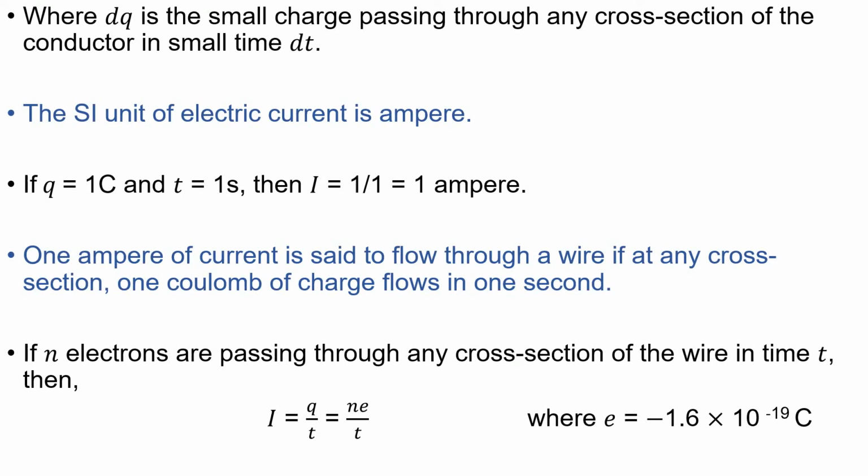1 ampere of current is said to flow through a wire if at any cross-section, 1 coulomb of charge flows in 1 second. If n electrons are passing through any cross-section of the wire in time t, then I equals Q upon T equals N E upon T, where E equals minus 1.6 into 10 raised to minus 19 coulomb.